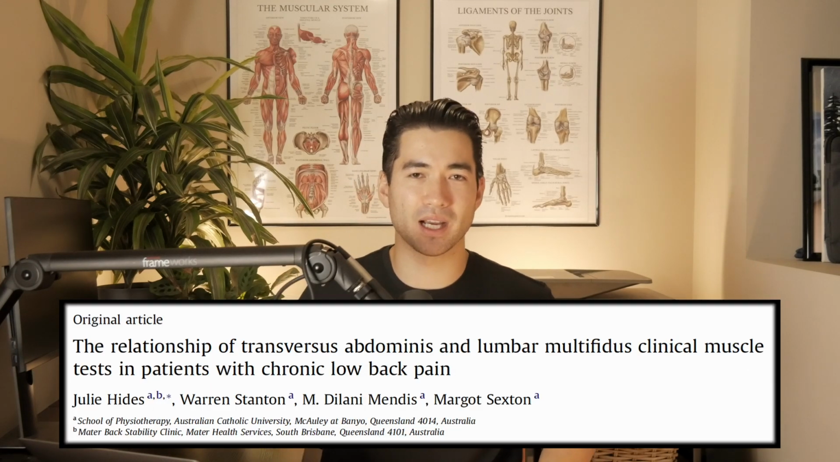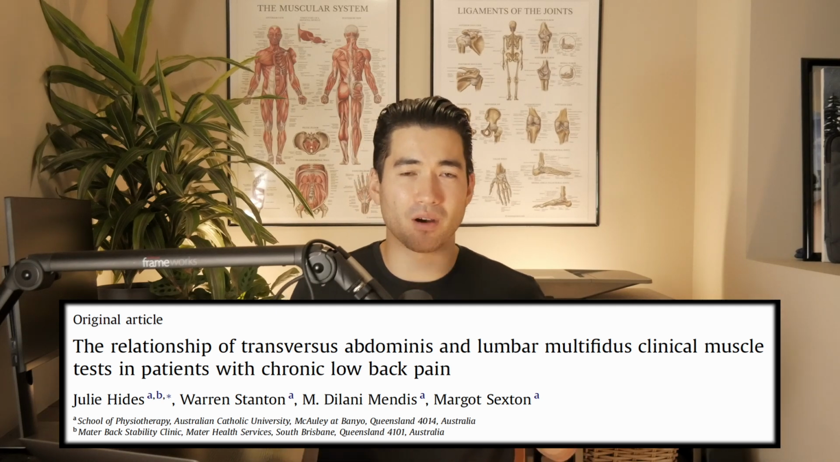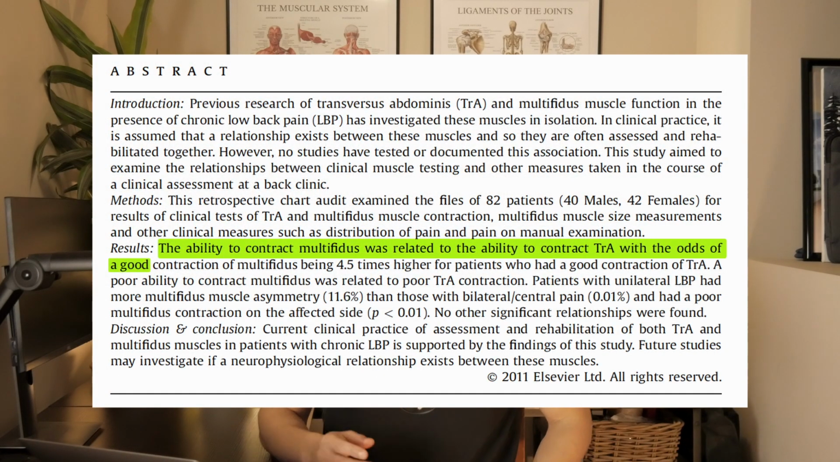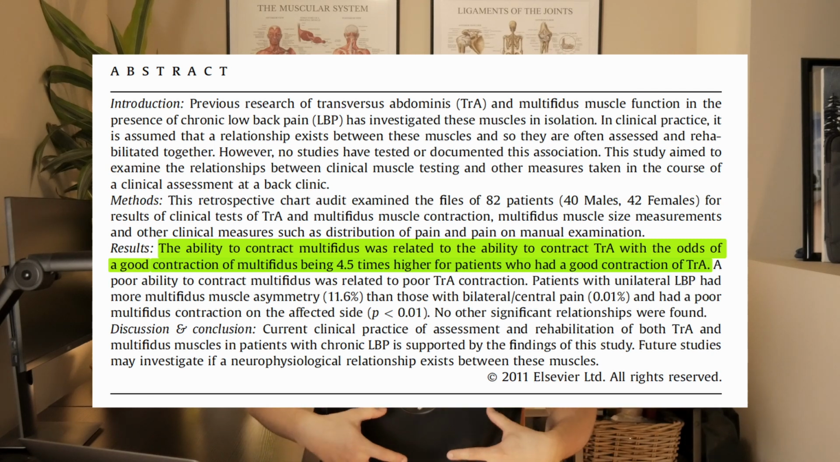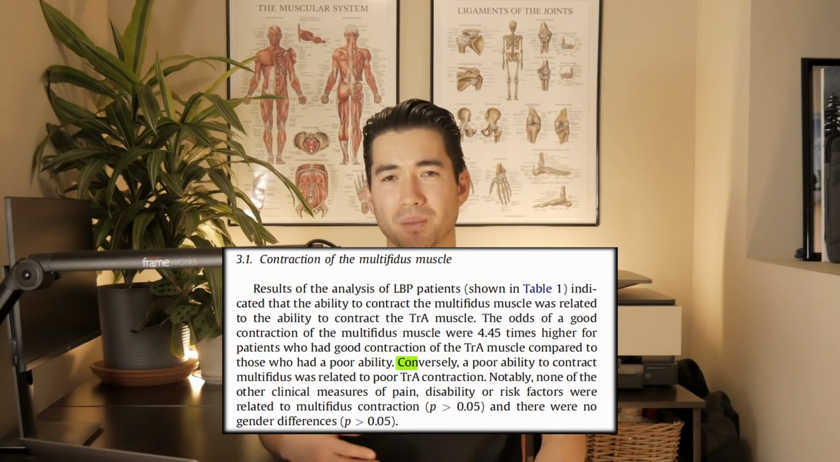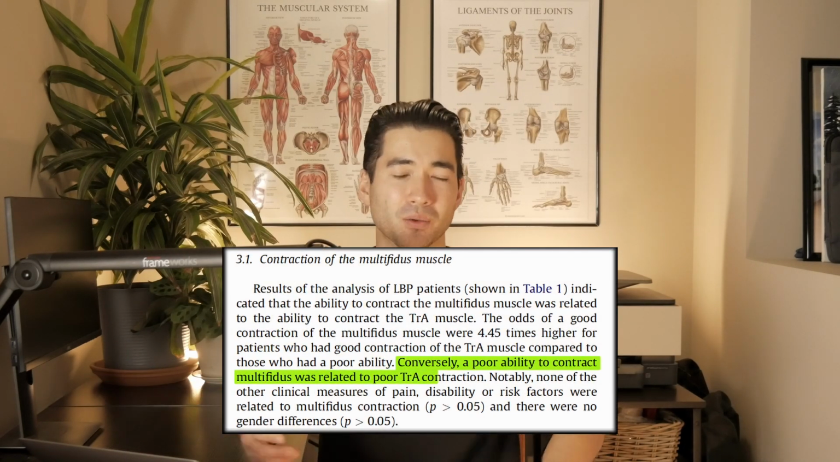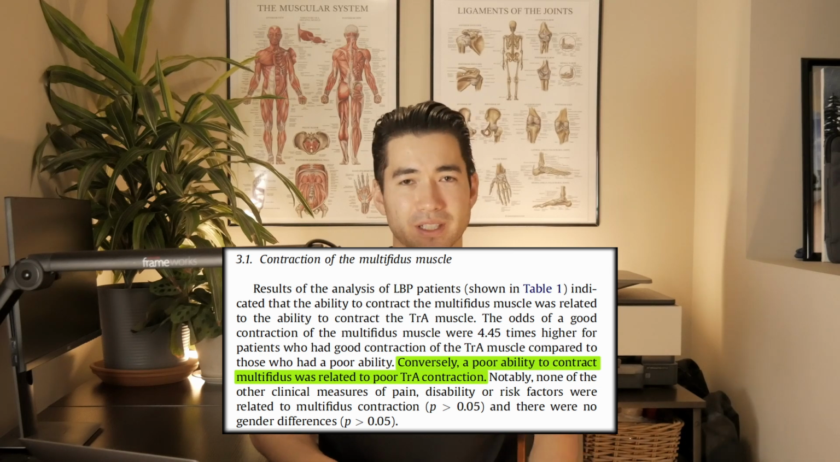On my previous video of core muscle assessment, I talked about how integrating the deep abdominal fibers is important for the stability of the low back. Similarly, in a 2010 study conducted by Julie Hides and her colleagues, they found that the odds of a good multifidus contraction were almost 4.5 times higher for those who had a good contraction of their transversus abdominis. Conversely, a poor ability to contract multifidus was also correlated with a poor ability to contract transversus. Alright, to understand why that is, we have to dive even further.